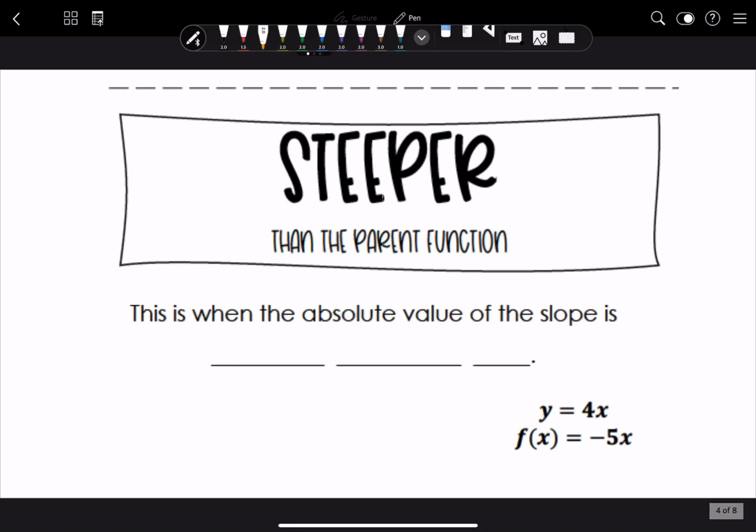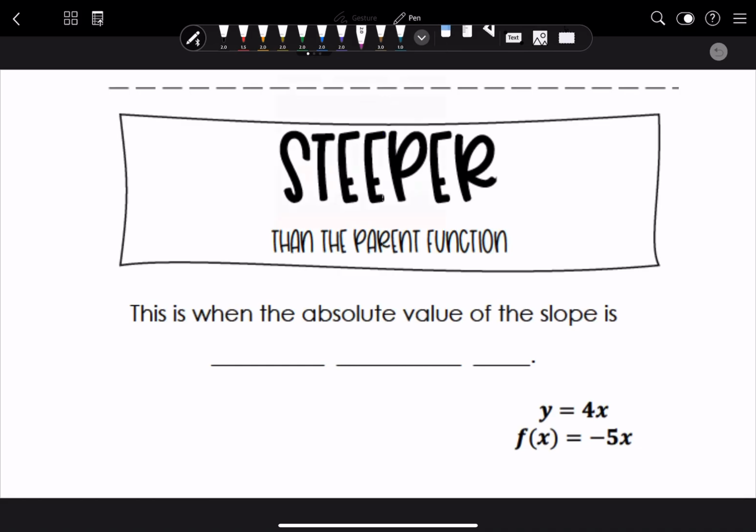Next, you can tell if something is steeper than the parent function. So if you're looking at it, your parent function looks like this. Let me draw it in black for y'all. It's got a slope of 1. It goes through the origin. A steeper function is going to look like this. It's getting closer and closer to the y-axis.